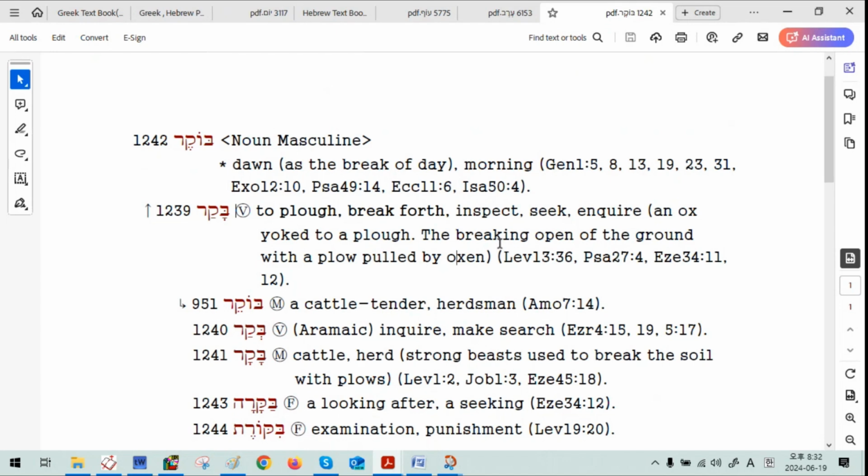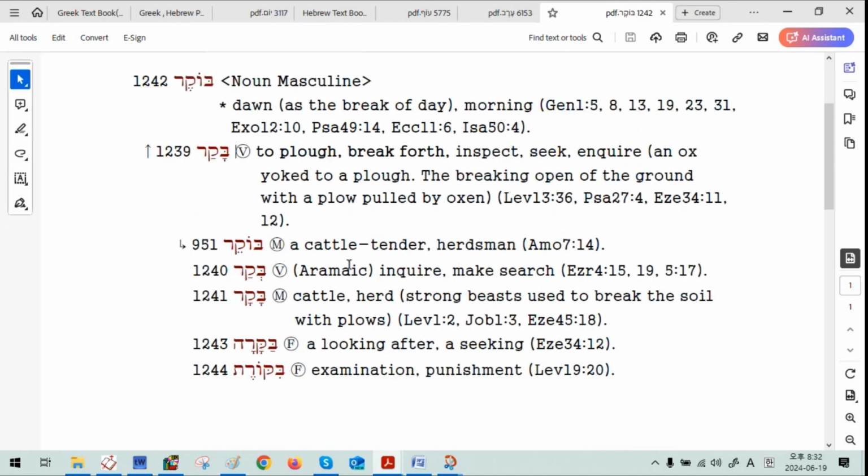Your hardened heart needs to be soft. So the seed falls onto your heart, in your earth. And Boker is a cattle tender, herdsman. You as a herdsman, cattle tender, you inspect, seek, inquire the word of God. And Bekar is the Aramaic word, inquire, make search. So once you learn, once you exchange the knowledge, you need to digest. Digest, plow, break forth, inspect, seek, inquire process equals the morning process.